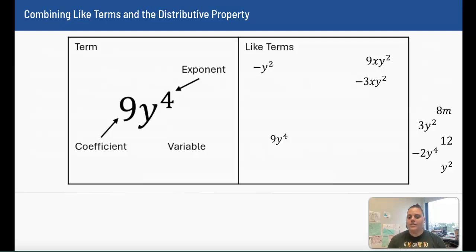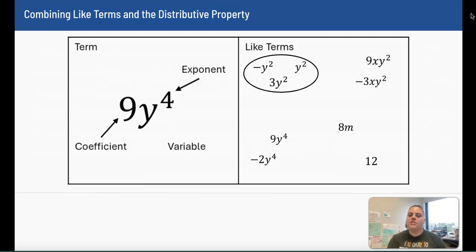Next, we have 8m. There's nothing that has m yet, so 8m will start its own group. Next, we have 3y squared. We do have a group that has y squared, so we're going to match that 3y squared with the negative y squared. The next term is 12. We don't have any groups that have no variable yet, so 12 is going to start its own group. Next is negative 2y to the 4th. We do have a group that has y to the 4th, so that negative 2 is going to join the one with the coefficient of 9. Finally, we have y squared. We do have a group with y squared, so it is going to join that group.